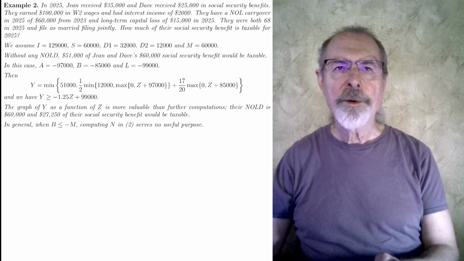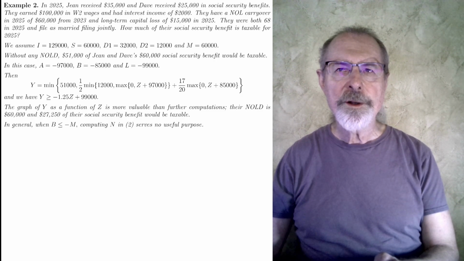Let's look at another example. In 2025, Gene received $35,000 and Dave received $25,000 in Social Security benefits. They earned $100,000 in W-2 wages and had interest income of $2,000. They had an NOL carryover of $60,000 and a long-term capital loss of $15,000. They're both 68 and filed as married filing jointly. How much of their benefit is taxable?